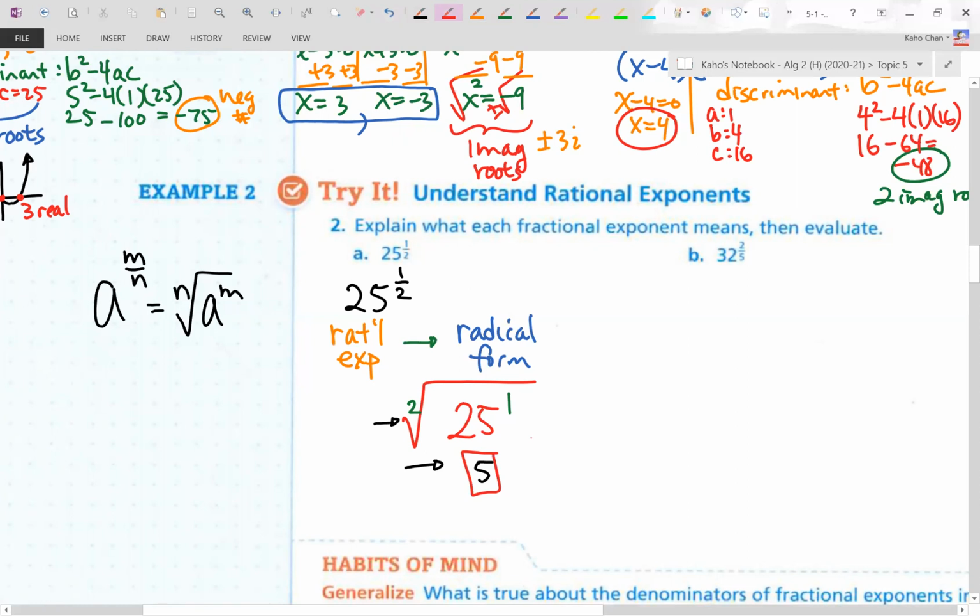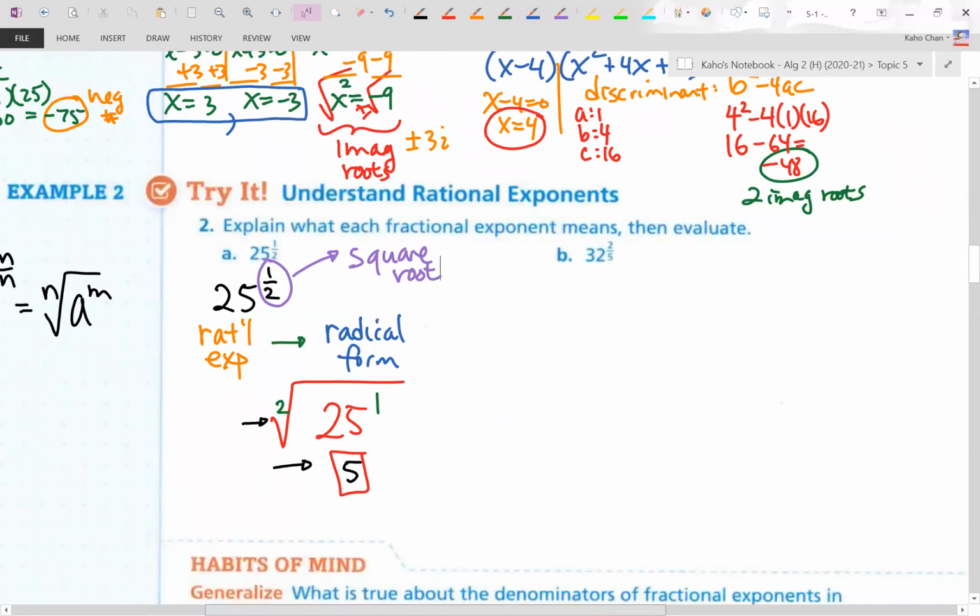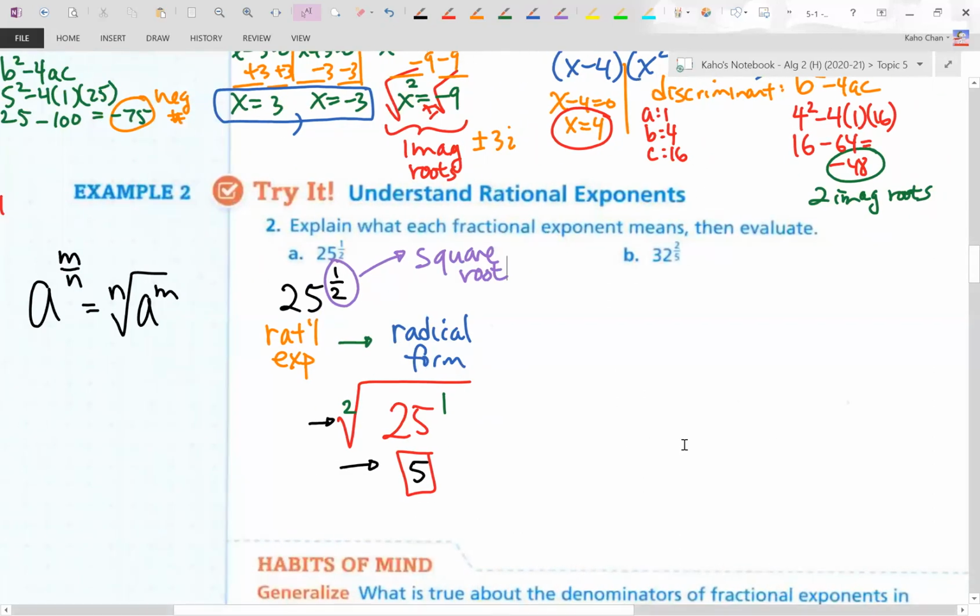Can you guys memorize that for me, folks? 1/2 power means square root. Just something easy to memorize from now on. Yay, not too bad. Any questions there? So it's easy sometimes to manually convert it to radical form and then see how things come out of that radical, okay? All right, how about the next one?